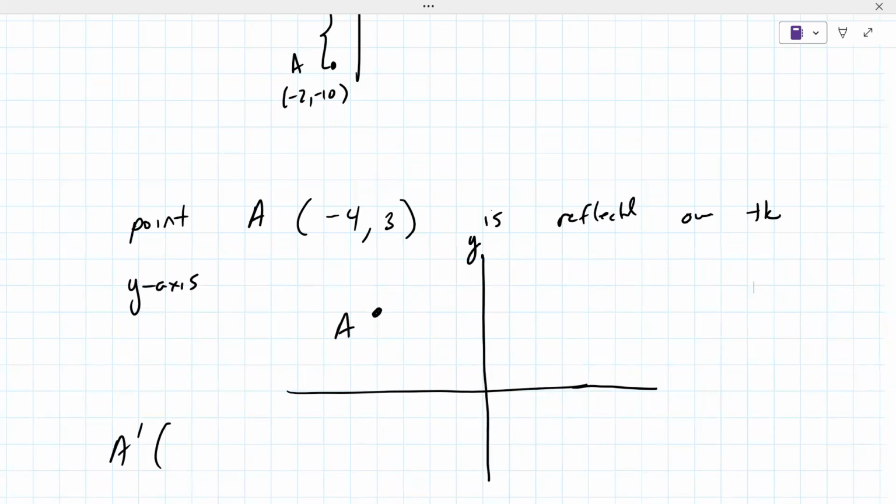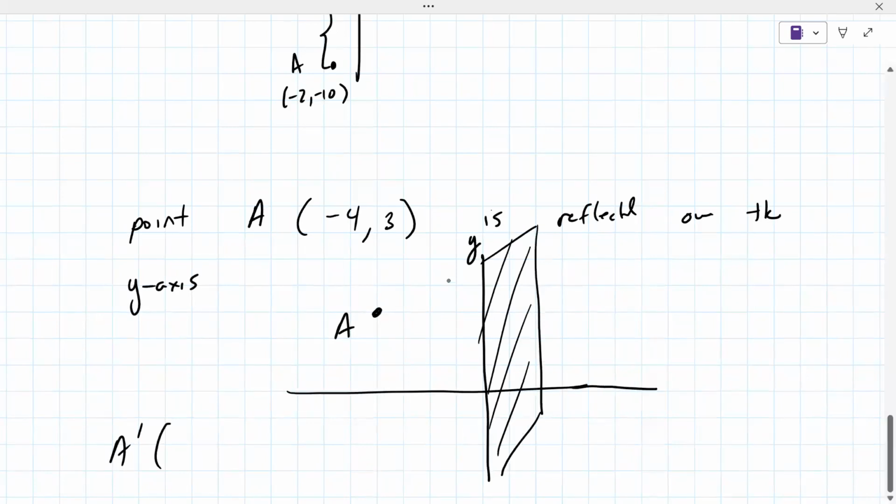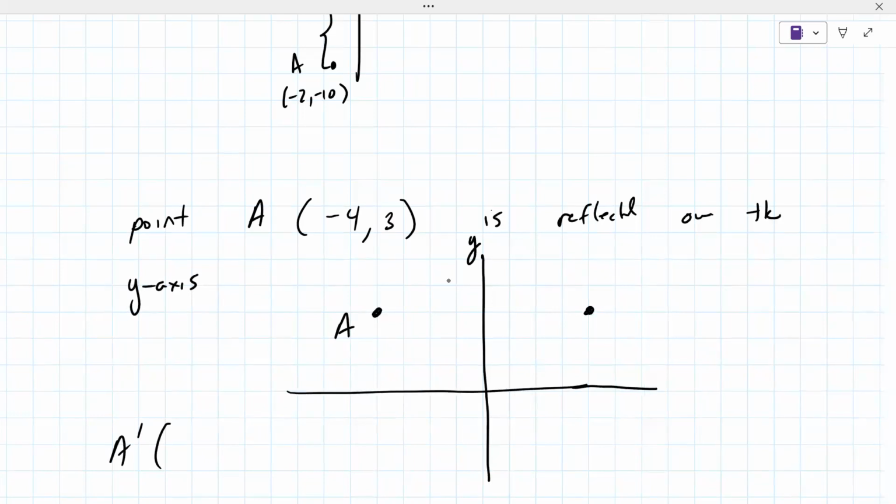Wouldn't it be... Okay, wait. I'm actually wrong. It would be, sorry, -4x. No, +4x, 3y. Yes. 4, 3. 4, 3 is your A prime. Good. Very good.